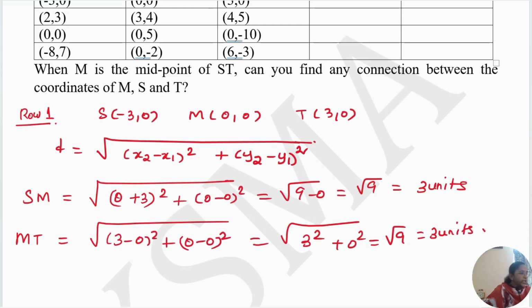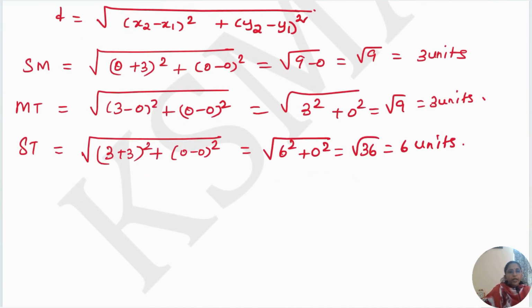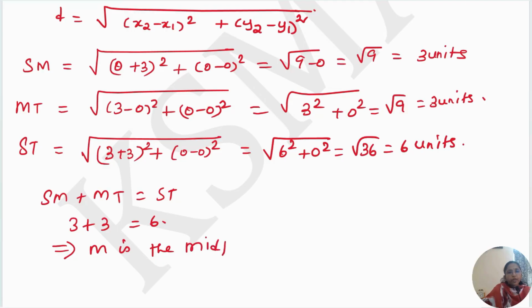Now SM and MT we have calculated, and now you have to calculate your ST value. So ST is square root of (3 minus of minus 3), so plus 3, the whole square, plus (0 minus 0) the whole square. So this is 3 plus 3, 6 square plus 0 square. So root 36, which is equal to 6 units. So look at your data: SM plus MT is equal to ST. So 3 plus 3 is equal to 6. So you can conclude M is the midpoint of S and T.